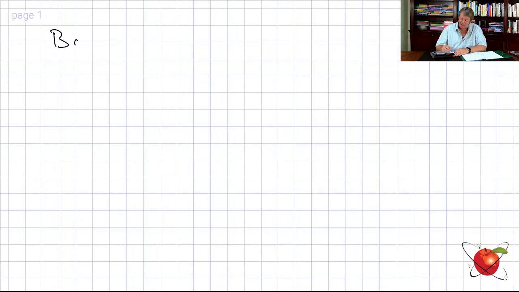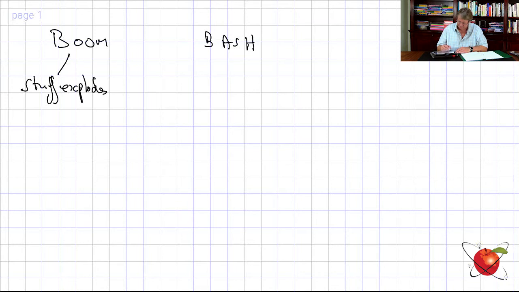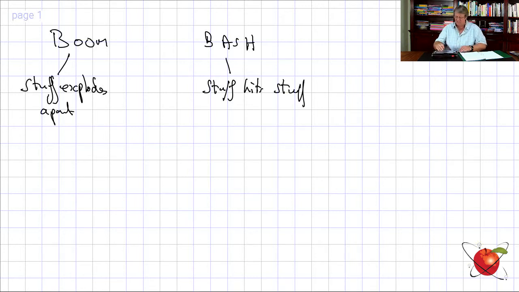Let's look at momentum. Something I call this, and a hint is, you're either going to get the boom or the bash. In other words, something's exploding or something is crashing into another thing. So we've got, in essence, two things. We've got a boom and we've got a bash. Okay? The boom and the bash. So in the boom, okay, stuff explodes apart. Okay? And in a bash, we've got, as I like to call it, stuff hits stuff. Okay? So stuff is hitting stuff.